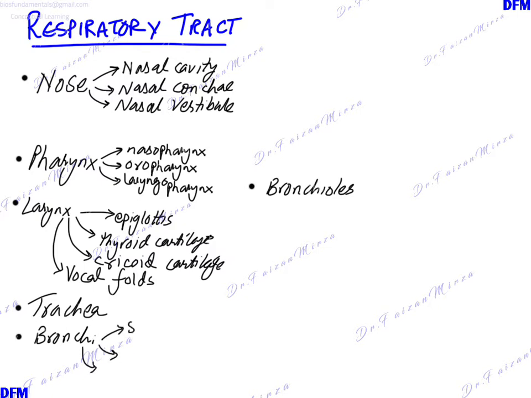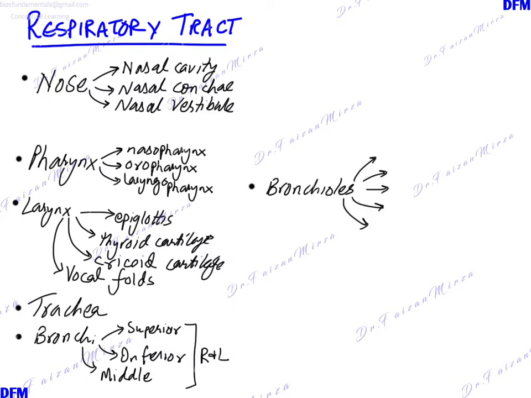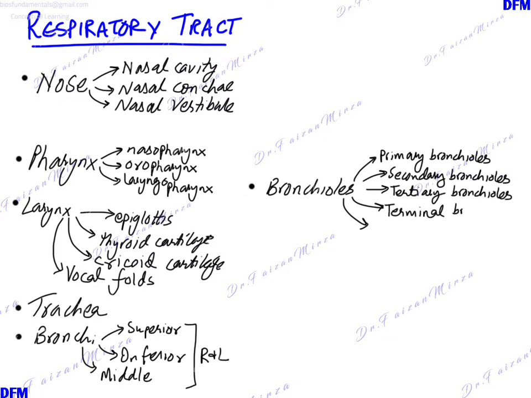Then you have the trachea followed by the bronchi. The bronchi involve the superior, middle, and inferior bronchi for the right and left lung each. Bronchioles then have these many parts. You have primary bronchioles, then secondary bronchioles, then tertiary bronchioles, terminal bronchioles, and finally respiratory bronchioles. This entire structure is your respiratory tract.